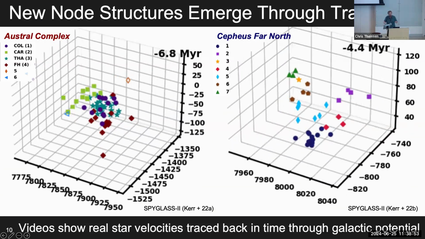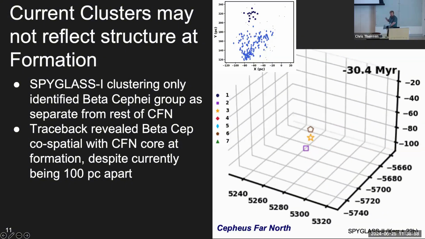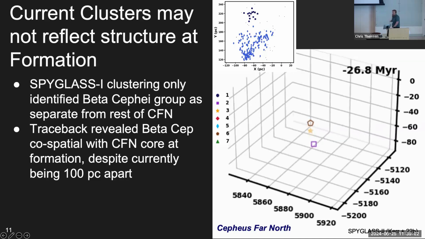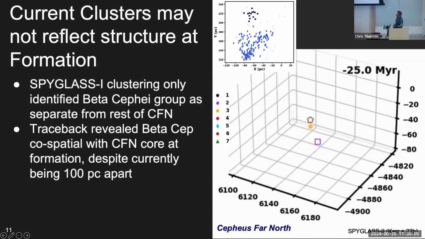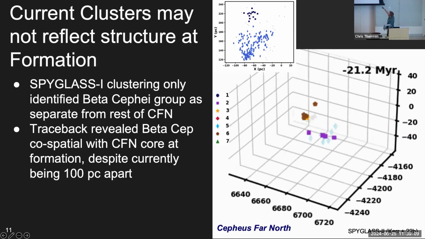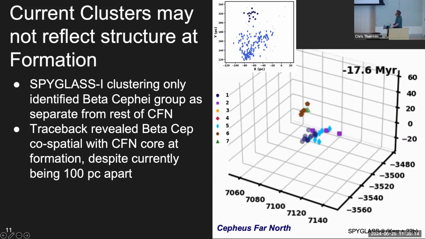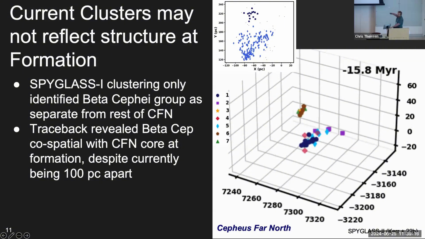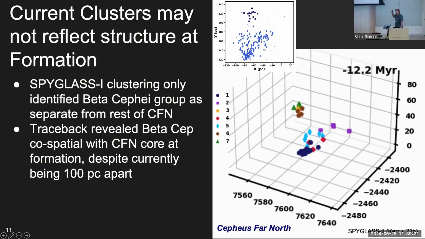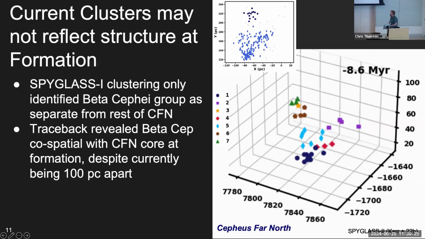When you trace them back in time, you reveal substructure. And what's interesting is that this substructure is often not consistent with what you see in the present day. So we did a preliminary clustering analysis in Cepheus Far North at the top here. And what you'll notice is that the only population that was notably separate from the rest in this analysis was actually Beta Cephei. And Beta Cephei is in purple here, notably not its own node. So this is to say that it appears as if this sort of traceback analysis might be necessary to uncover these sort of primordial structures in these associations.